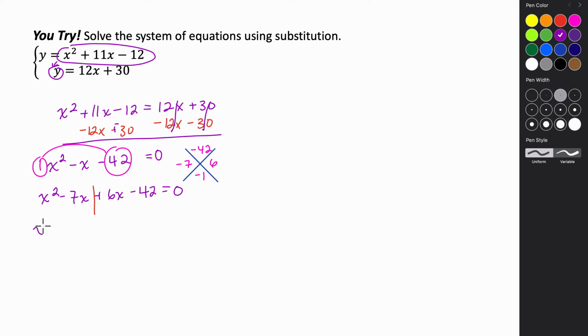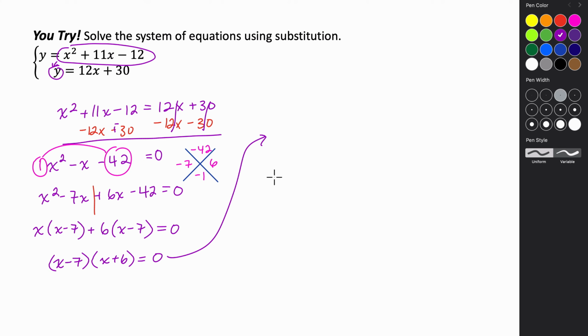So common factor here is x, leaving us with x minus 7. This is positive, so we're going to factor out a positive value. 6 goes into both of those, giving us x minus 7. So we are left with x minus 7 as our first binomial factor, and x plus 6 as our second binomial factor. So using the zero product property, take both of these factors and set them equal to 0. x minus 7 equals 0, and then x plus 6 equals 0. Solve these.